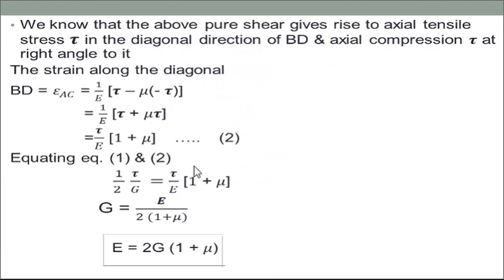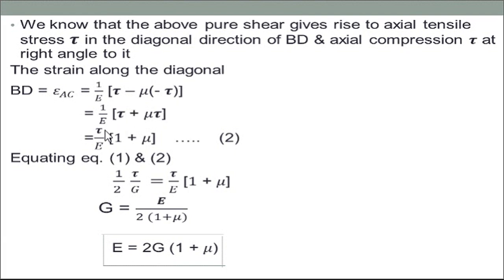After that, we know that the above pure shear gives rise to axial tensile stress tau in the diagonal direction of BD, and at the same time, exactly at right angle, there is axial compressive stress tau. So the strain along that same diagonal BD, epsilon BD, is equal to 1 divided by E, the modulus of elasticity, times tau, the axial tensile stress, minus mu, because there is a lateral compression, minus mu into minus tau, because of the axial compressive stress tau exactly at right angle to it.